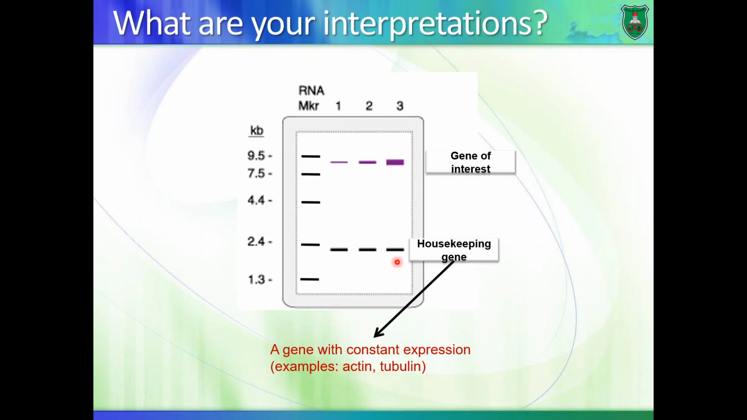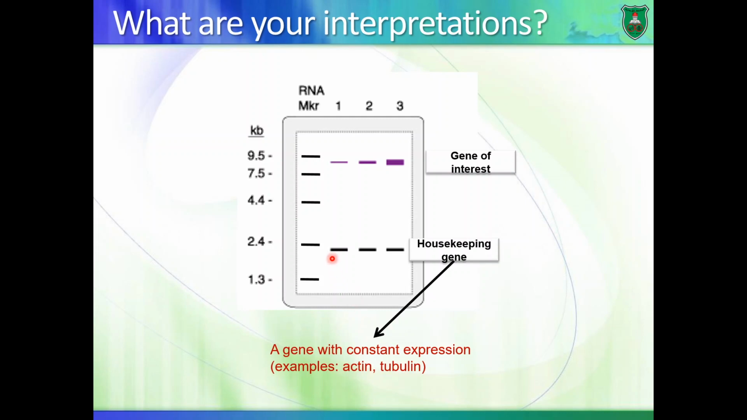But a housekeeping gene like histones, for example, should not change that much. Why? Because it's not affected by whether there is glucose or lactose. Or we can take another gene like, for example, in human cells, actin. Actin is important for maintaining the shape of the cell, so the level of actin should not really change that much. Same thing with tubulin.